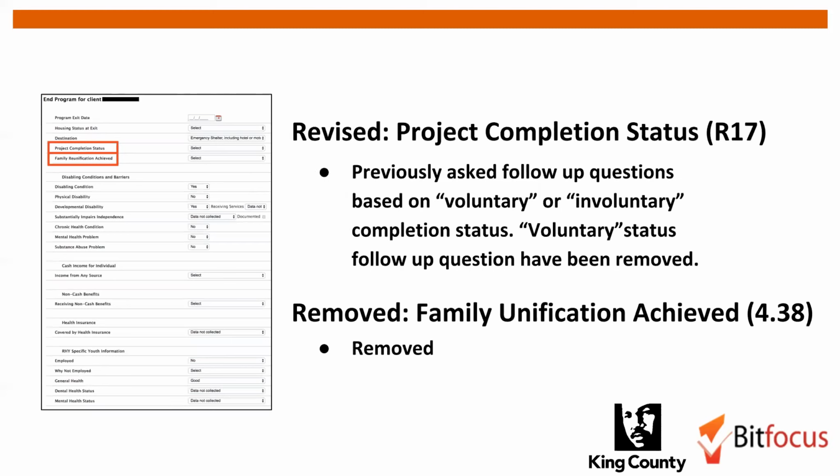So the first change is to the project completion status element. Previously, there was an option about voluntary completion of the program and involuntary completion of the program. The voluntary status follow-up questions have been removed. Previously, if you selected one of the voluntary options, you were prompted with a follow-up question. That question has been retired and will no longer be part of this. If you select the involuntary option, you'll still be prompted to select another reason for that involuntary completion status. And then family reunification achieved, that element has been removed.